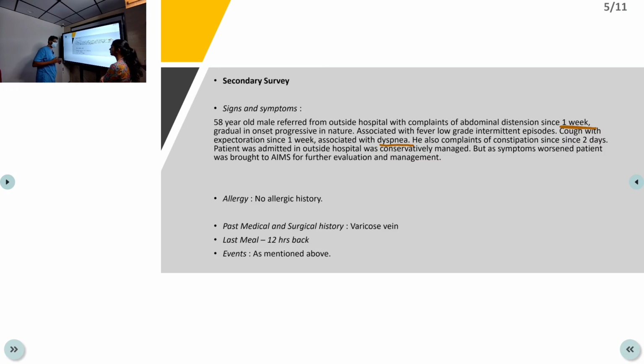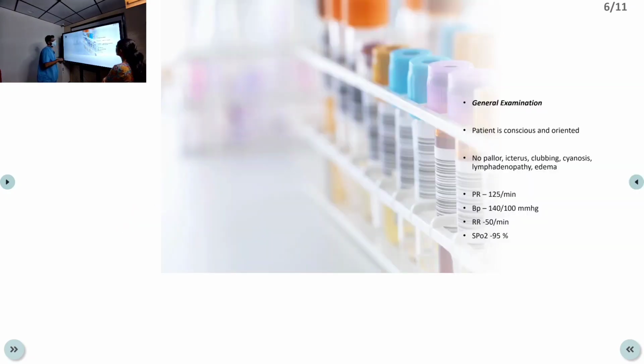On palpation, mild tenderness was noted over the hypochondrial region, and on further evaluation, the general examination was kind of normal only.